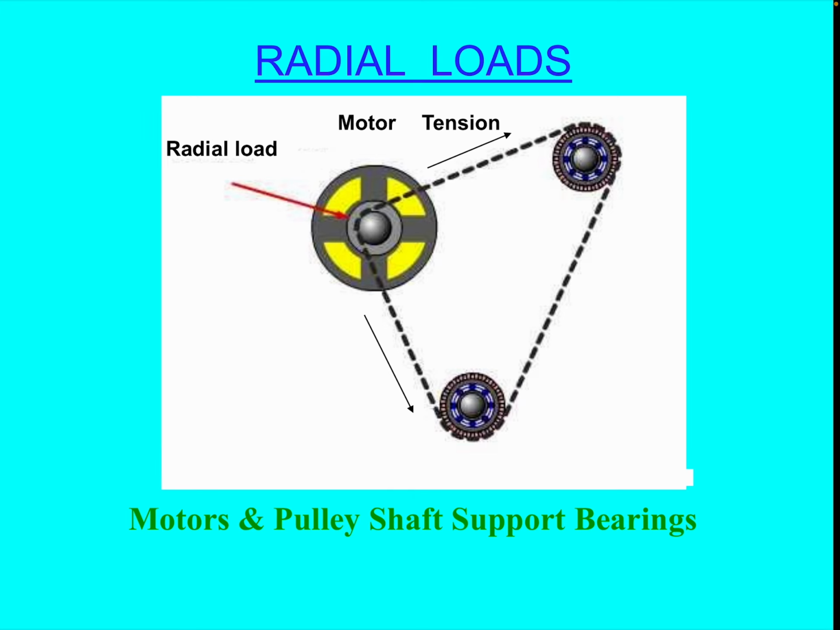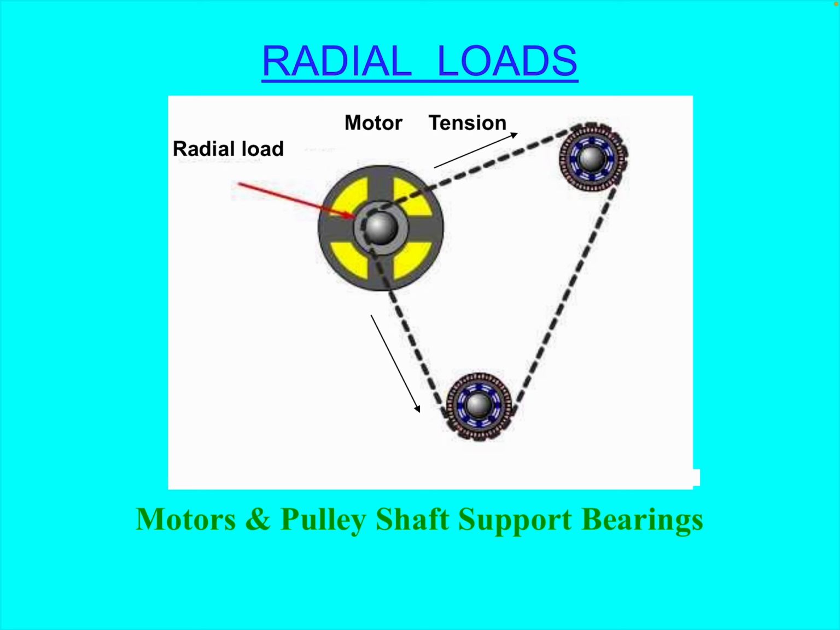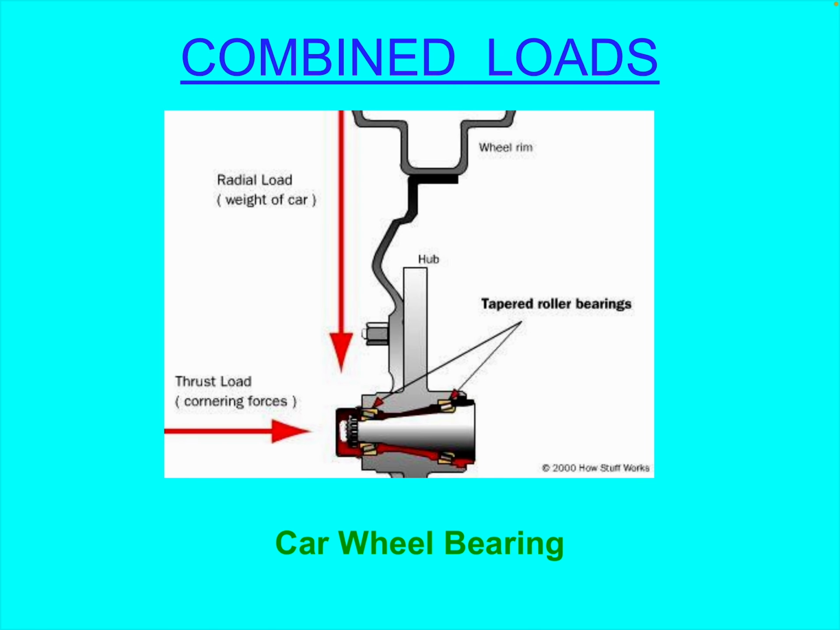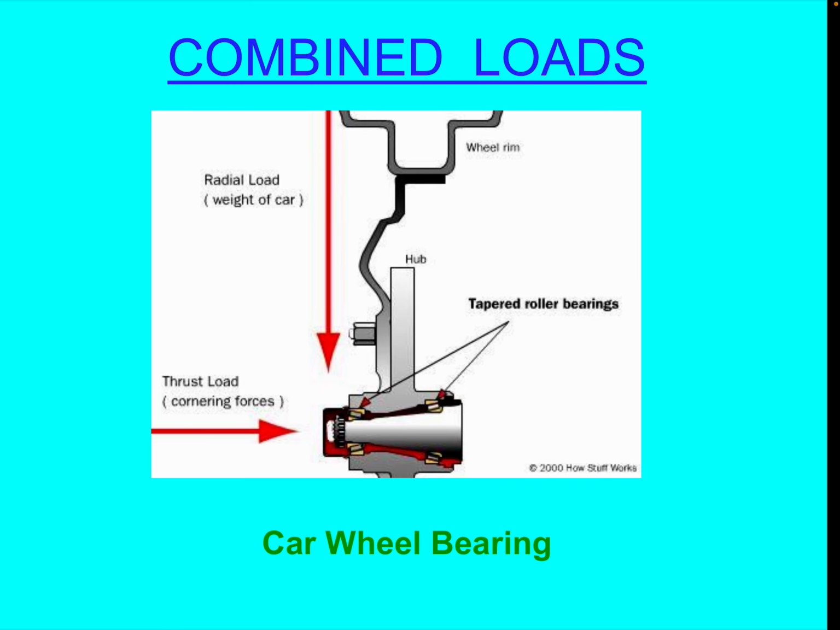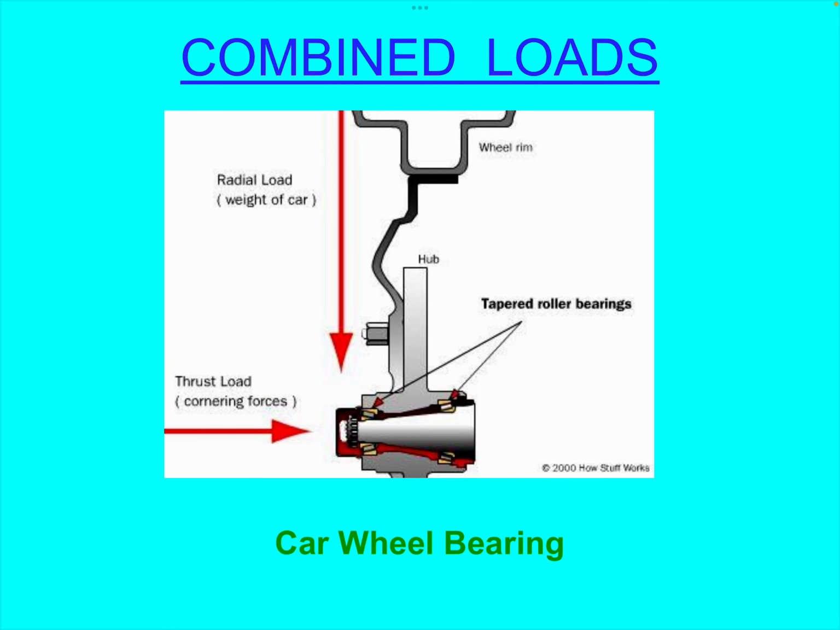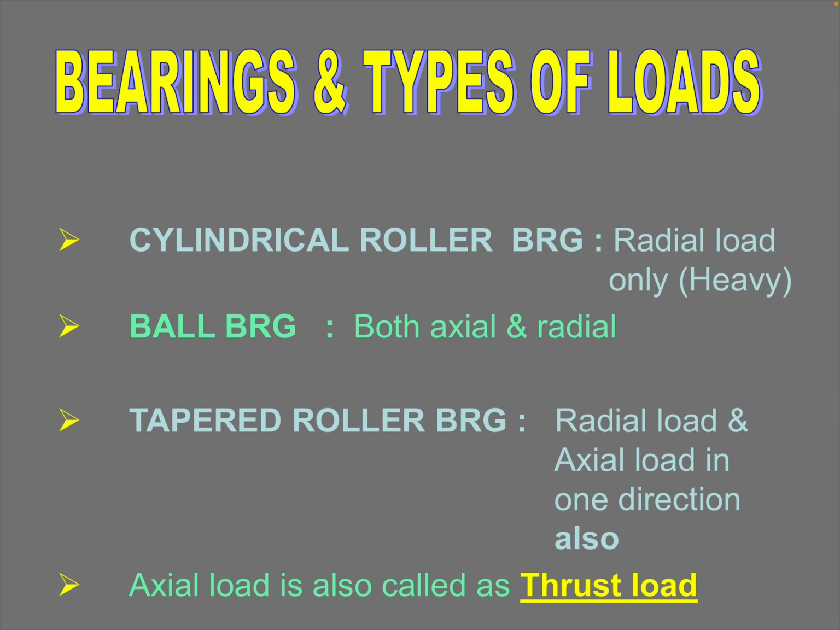Radial bearings: the radial load comes from a motor transmission, wheels, motor pulley, and shaft support bearings. Combined loads: there is a radial load from the weight on the wheels, taper roller bearings, and a thrust load. In buses and vehicles like four-wheelers and six-wheelers, the load is common for taper roller bearings.